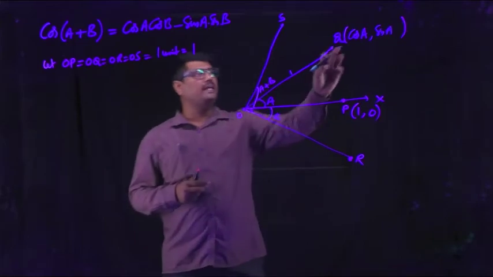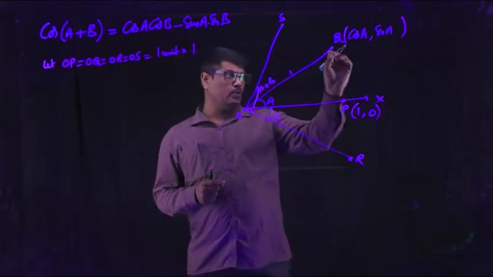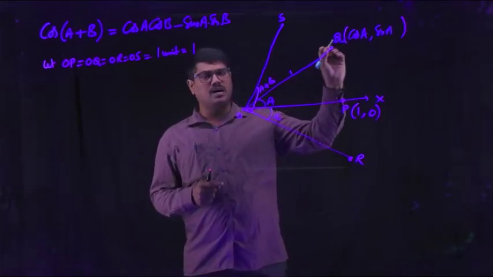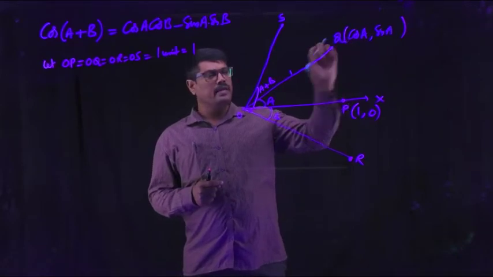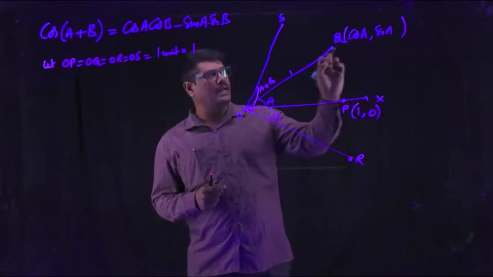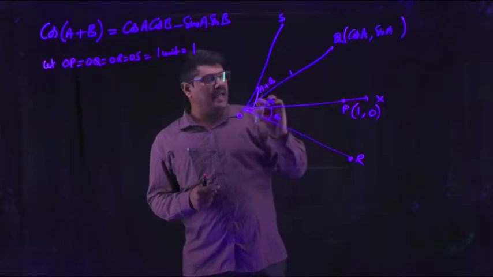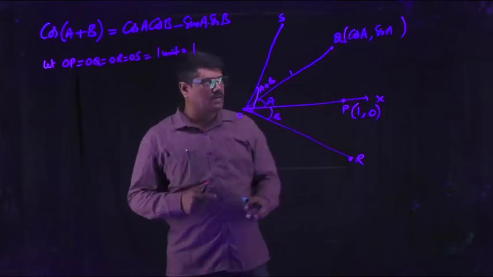Let me explain again. Actually the point is r cos theta, r sin theta. Here we are considering the length of OQ as 1, and the angle is A, so the point will become cos A, sin A.